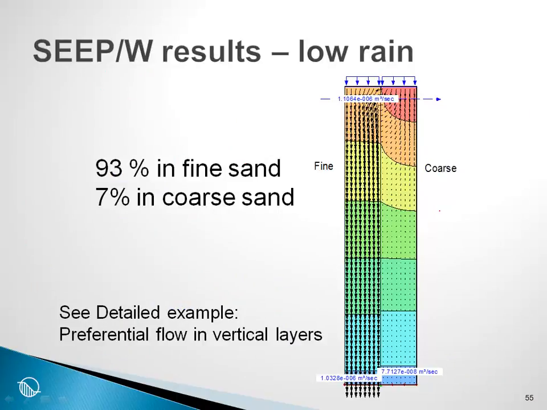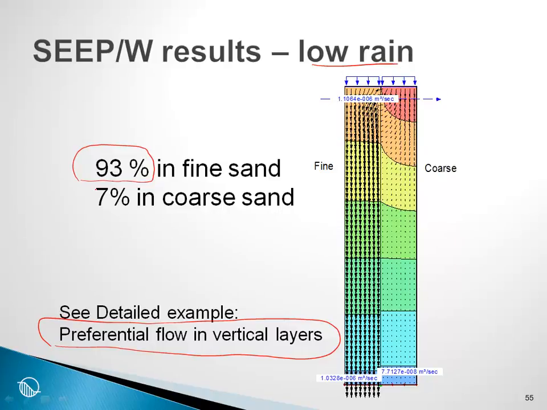The question was, can we simulate this effect with SEEP/W? And indeed you can. Once again, there is a detailed example that we ship with the software, giving the details of the numerical analysis here. The detailed example is called preferential flow in vertical layers. And when we have a low rainfall rate or a low infiltration rate, we see indeed that most of the flow goes in the fine sand. About 93% is in the fine, only about 7% is in the coarse sand. So it's very, very close to what was observed in the laboratory test.